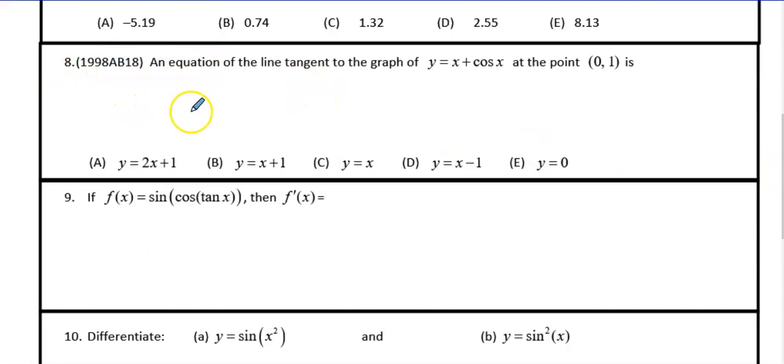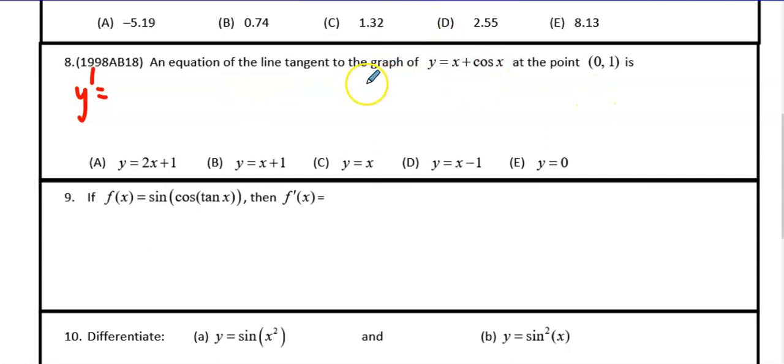So question number 8 says, find the equation of the tangent line to the graph at the point 0, 1. Well, ladies and gentlemen, this is nothing new. This is actually pretty basic stuff. Just like I said before, you're used to doing the equation of a tangent line. Now I've got a function with a cosine in it.